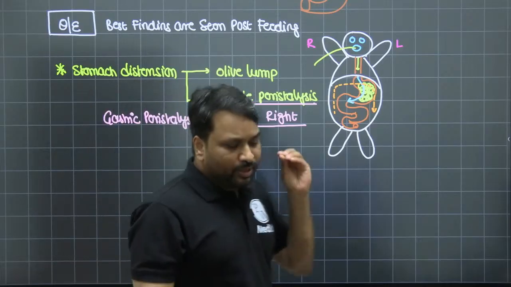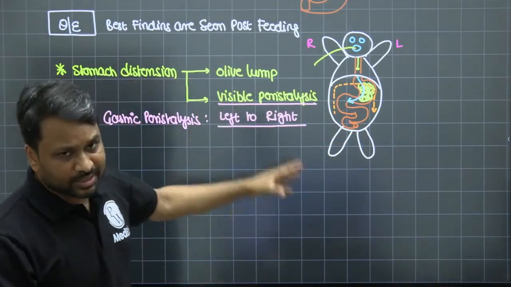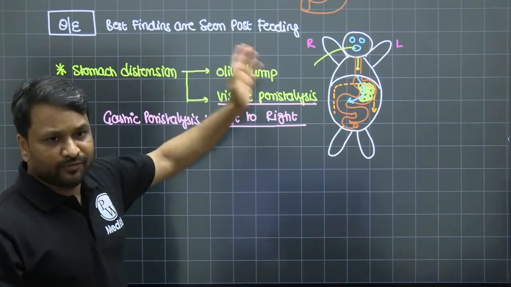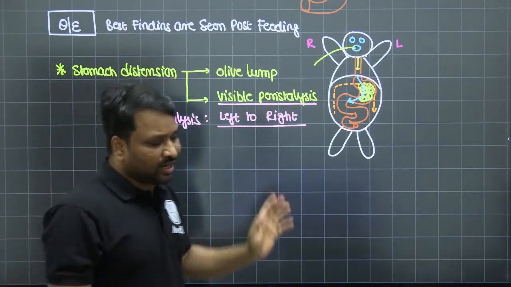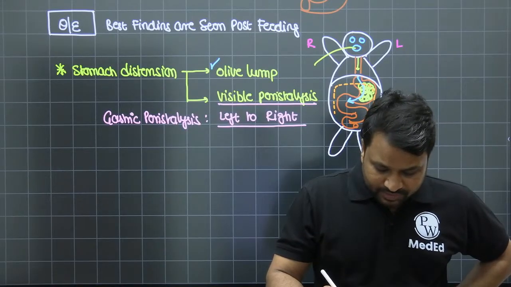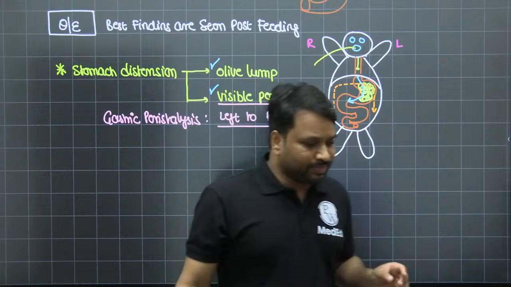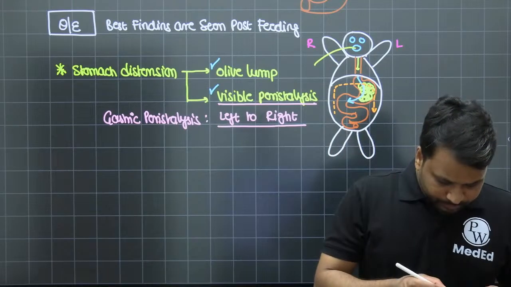So I have a baby who's 4 weeks old. The patient is brought to the emergency, or let's say to the department, and the first thing you see is distension of the stomach after feeding, and that distension of the stomach is perceived as an olive lump with visible peristalsis. The presence of an olive lump with visible peristalsis, right?